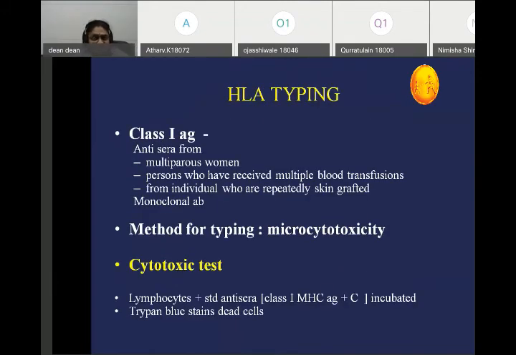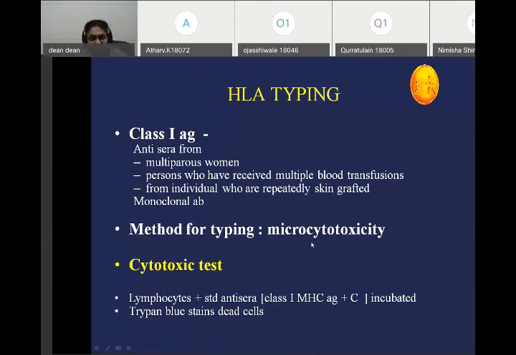For transplantation, it is necessary to type antigens of donor and recipient. For HLA typing, class 1 antigens can be typed using anti-sera from multiparous women, persons who have received multiple blood transfusions, or individuals who are repeatedly skin grafted. But nowadays, with the availability of monoclonal antibodies, these anti-sera are not used. Monoclonal antibodies are used for HLA typing of class 1 antigens.